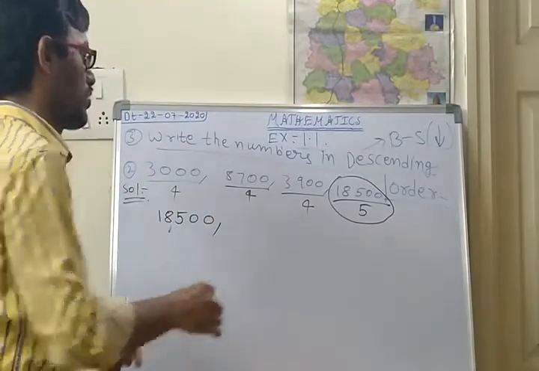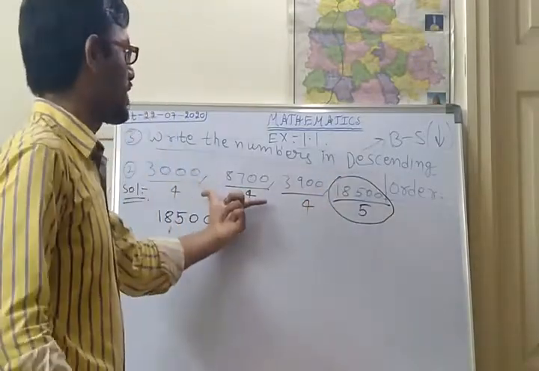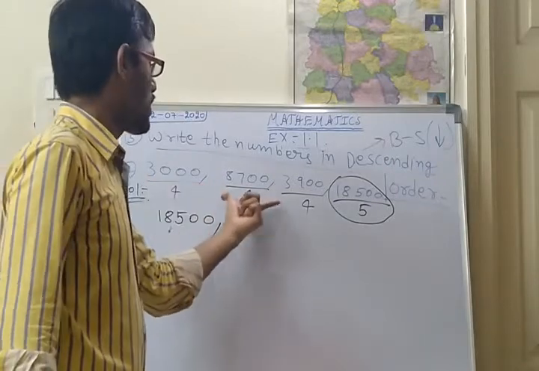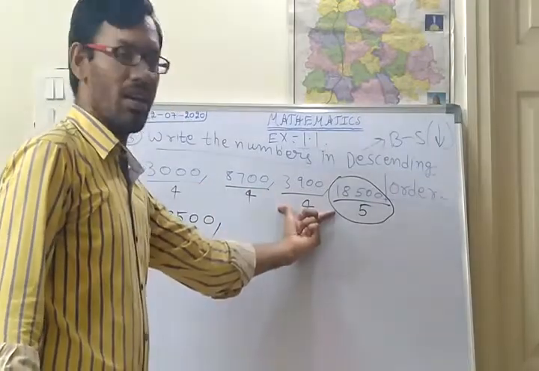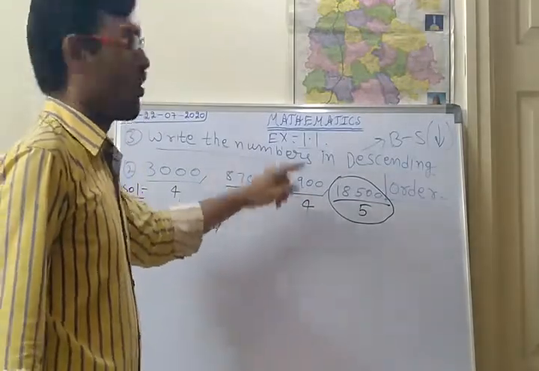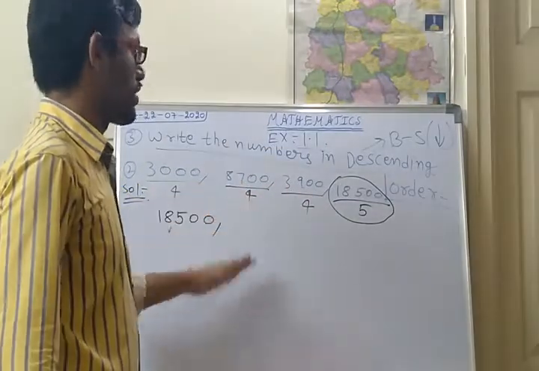Okay, so this number is completed. Now 3 numbers are there: 3000, 8700 and 3900. So out of these three numbers, which is the next biggest number?